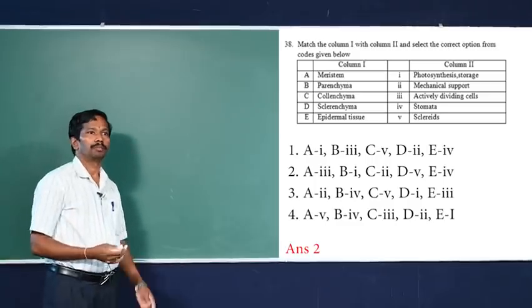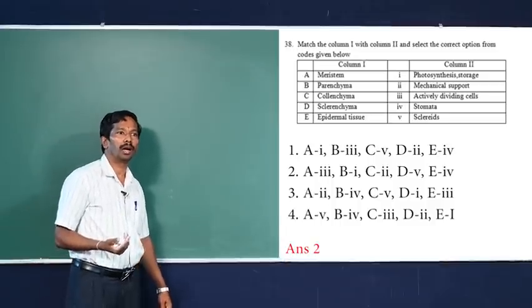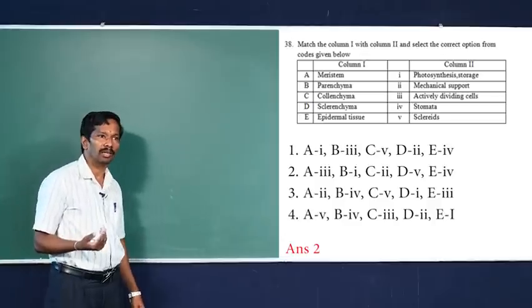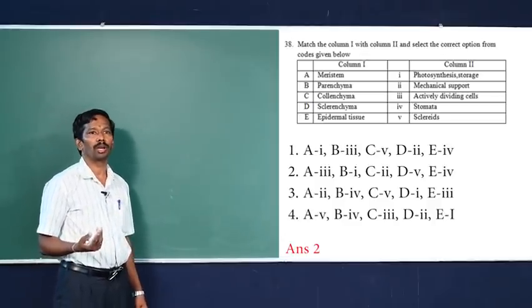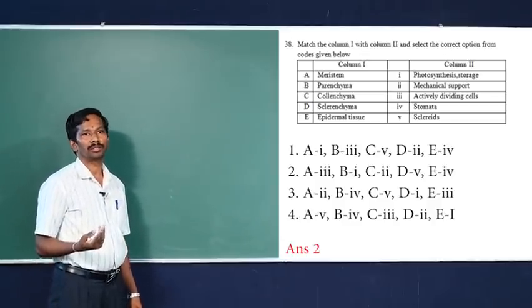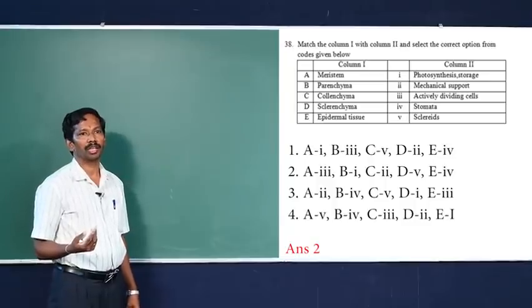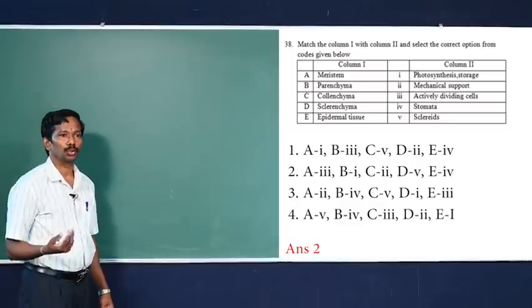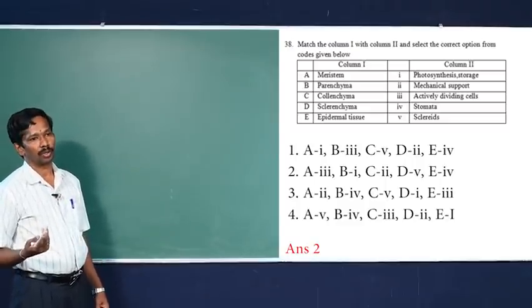38th question. Match the following with the different types of tissues that have been given: meristem, parenchyma, collenchyma, sclerenchyma, epidermal tissue in one column, with their functions, that is photosynthesis, storage, mechanical support, actively dividing cells, stomata, sclerites. Answer is 2 for the match the following question.